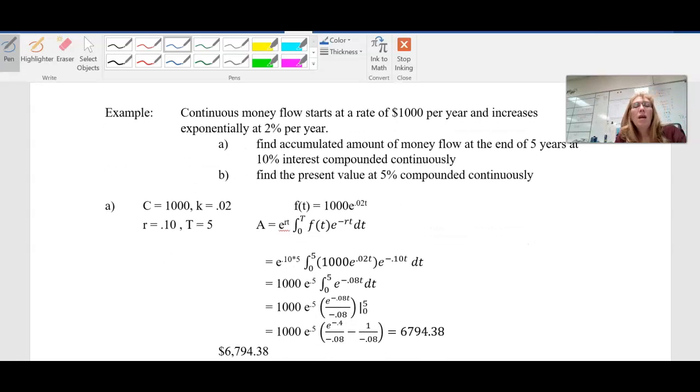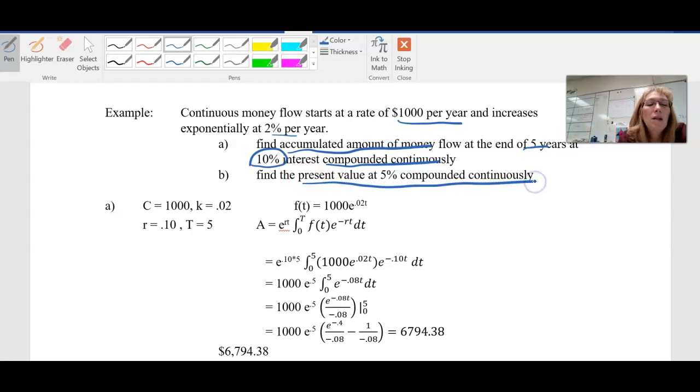Let's go. Okay, starts at a rate of $1,000 per year and increases at 2% per year. I want to find accumulated money flow at the end of 5 years with a 10% interest compounded continuously, which is our e formula. I want to find the present value at 5% compounded continuously.